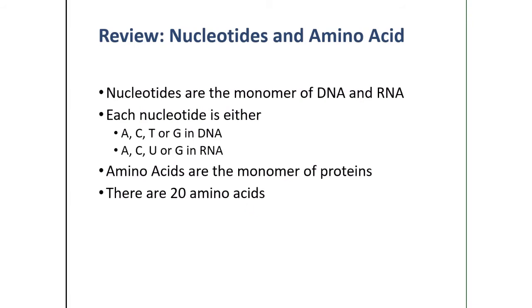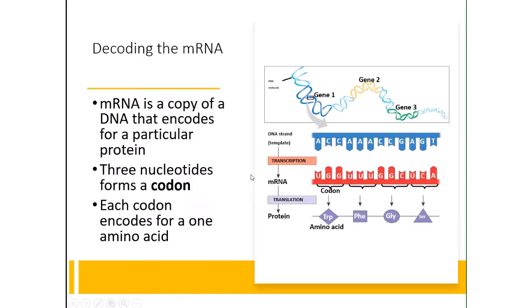We know that nucleotides are the monomers of DNA and RNA, and the nucleotide is either A, C, T, or G in DNA, and for RNA it is A, C, U, or G. We know that amino acids are monomers of proteins, and there are 20 different amino acids that make up all the proteins we know in the body. So how do we decode the mRNA?